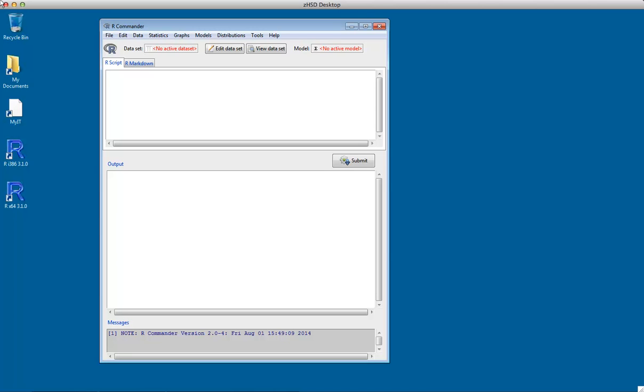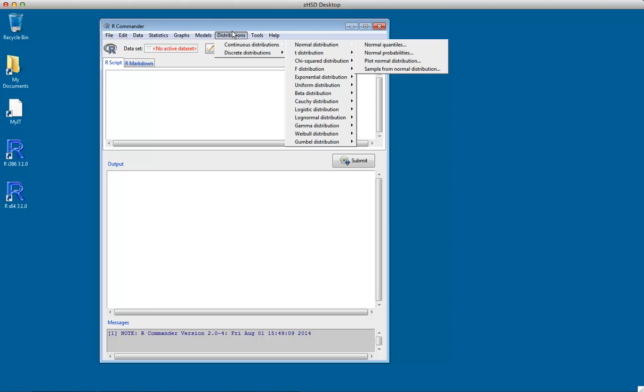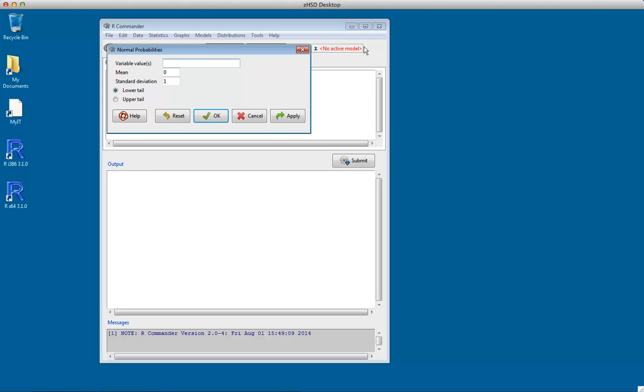Okay, in this demo we're going to look at how to use RCommander to do some simple probability calculations for normal distributions. Okay, here's RCommander all ready for us. We just go to the Distributions menu item, we go to Continuous Distributions because the normal distribution is a continuous distribution. The top entry is normal distribution. We're first going to choose the second entry, which is Normal Probabilities.